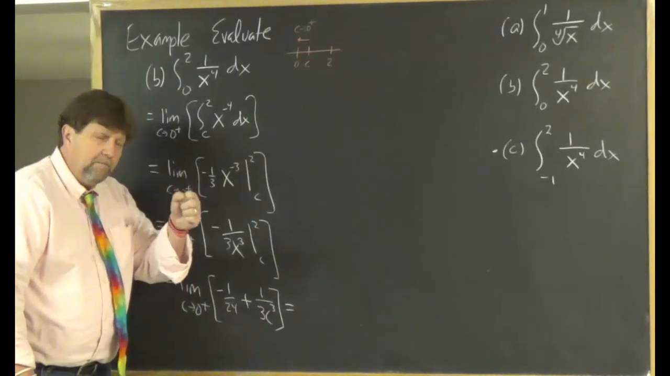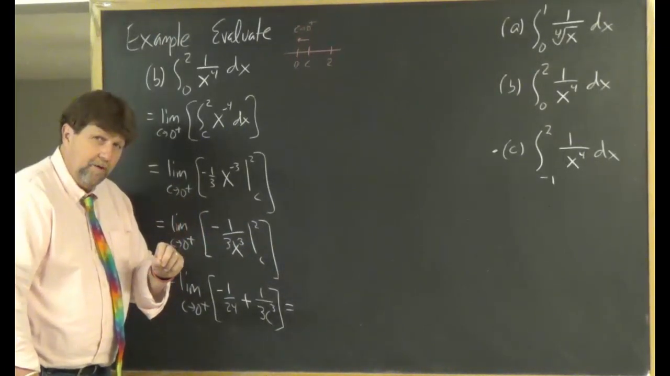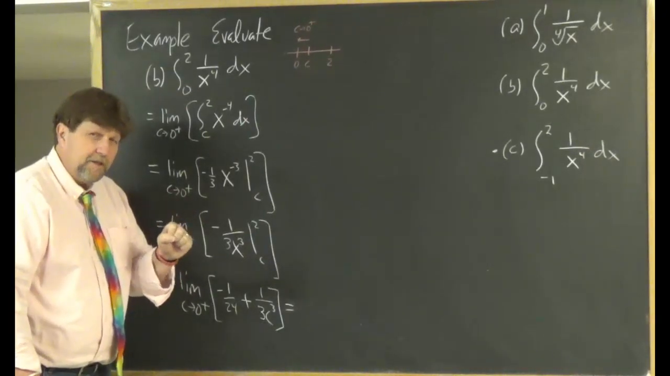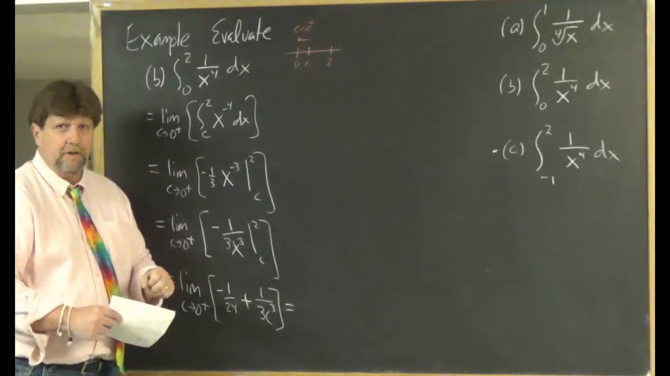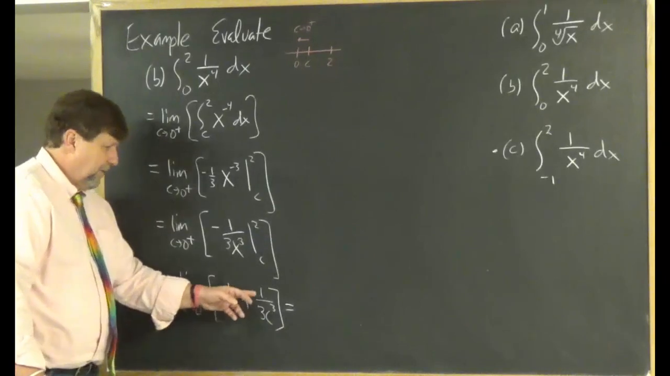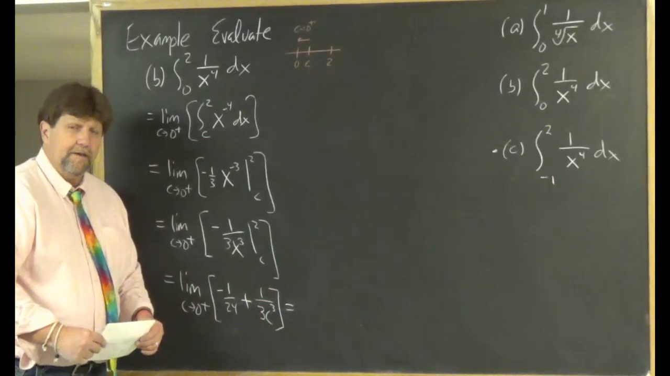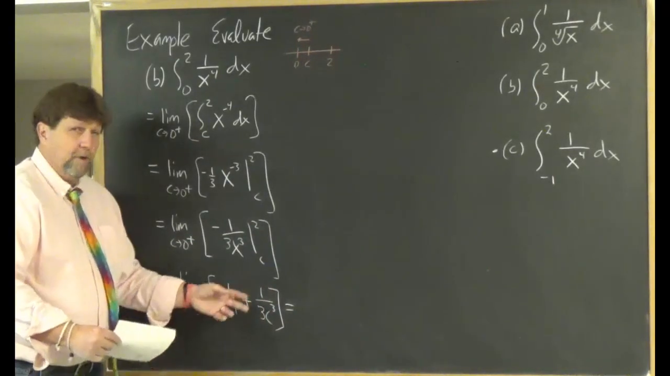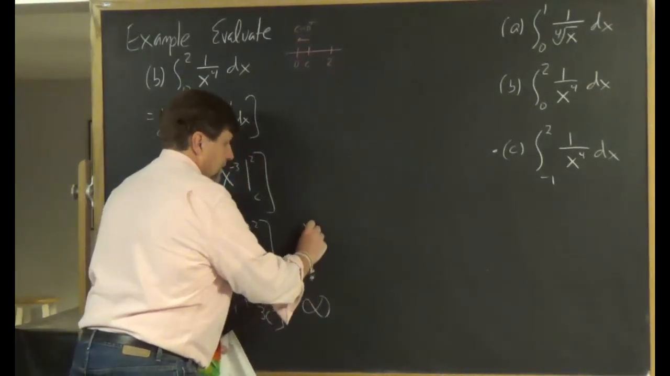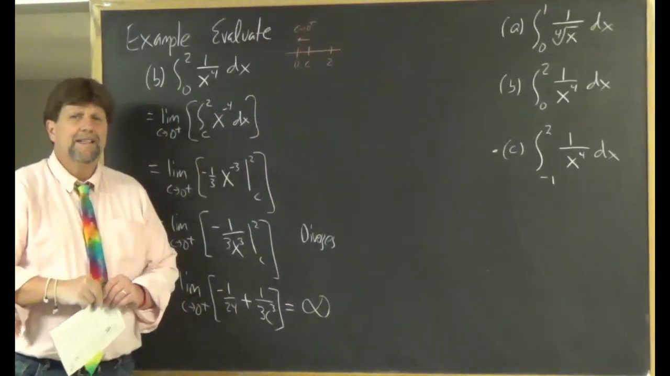When you take a non-zero number and divide it by something that's really, really close to 0, you're getting incredibly large. So the limit as c goes to 0 from the right side of 0 of 1 over 3c cubed, that limit is infinity. Negative 1/24 plus infinity, we get infinity. So that improper integral diverges.